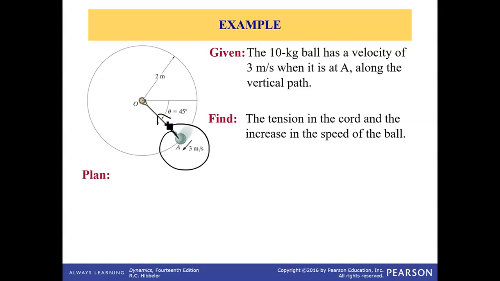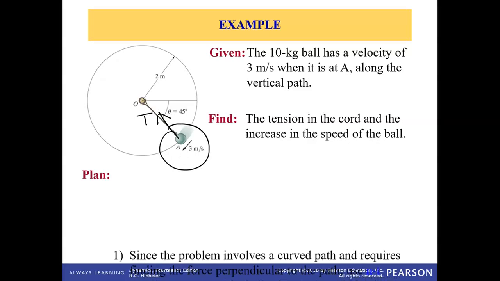So when we draw the free body diagram, the tension force is going away from the ball, so that's tension T, and the increase in the speed of the ball. And we also need to calculate the tangential acceleration, the increase in the speed of the ball.